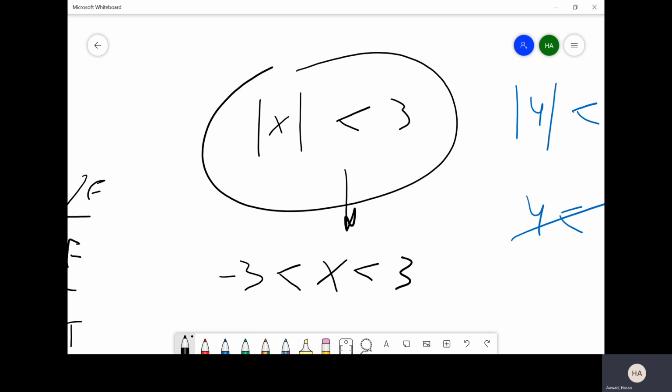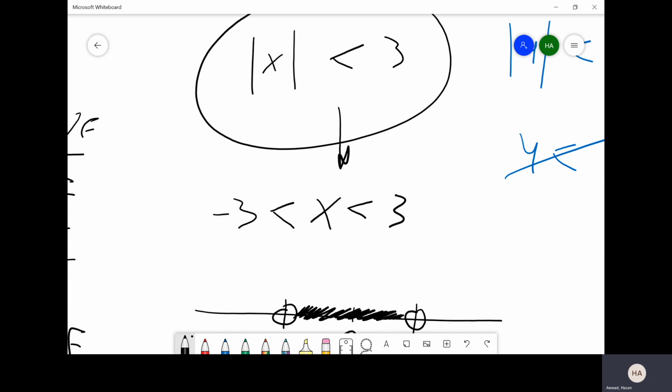And 4 is not less than 3, right? So hence it stops working. So as we can see again, it stops working at the negative version of that number. So let's extrapolate a little bit and generalize it.